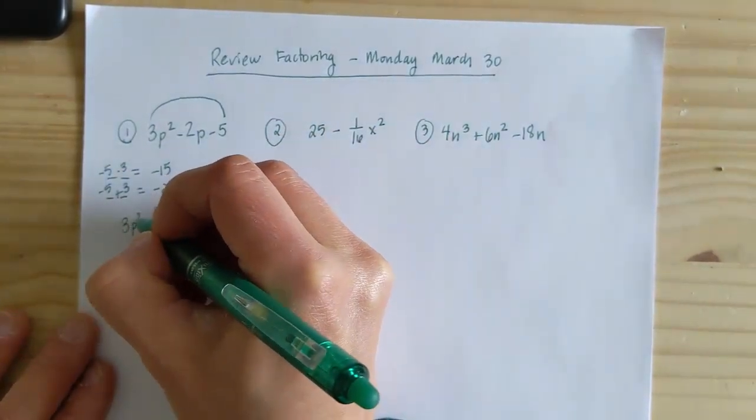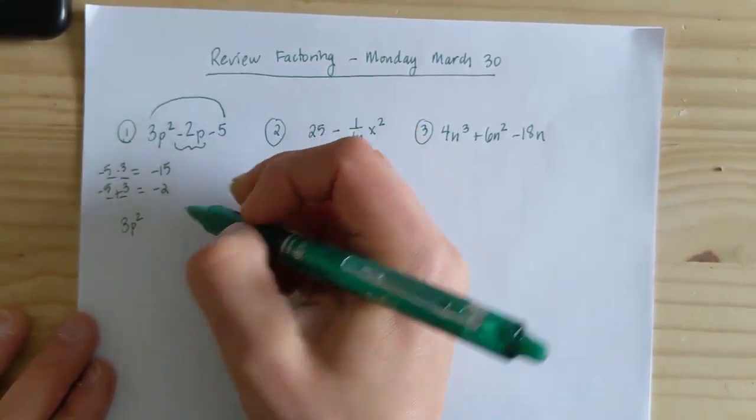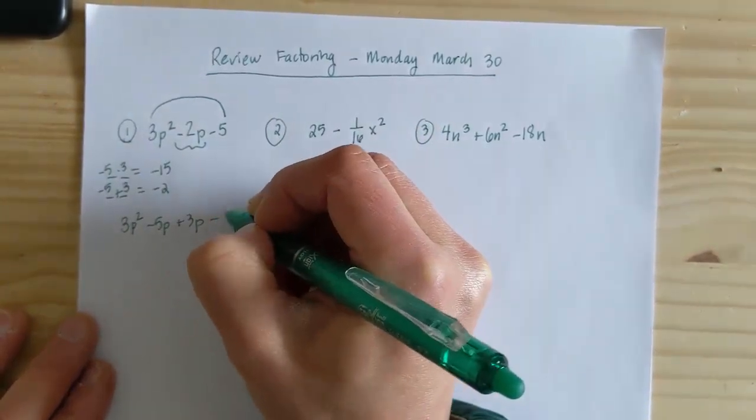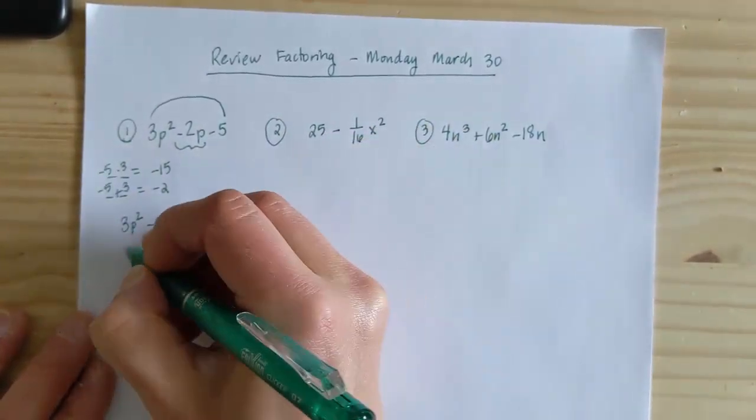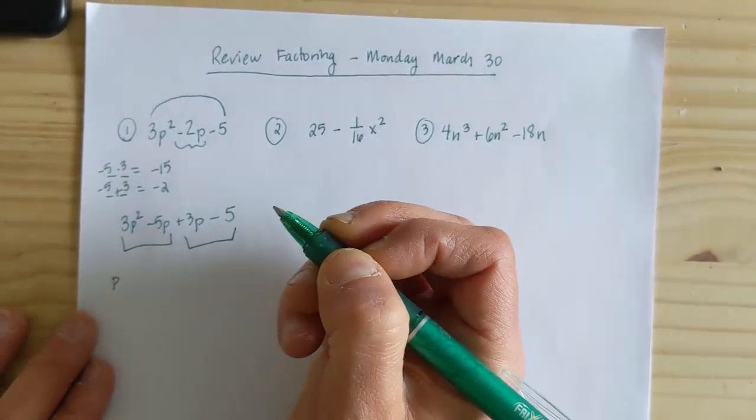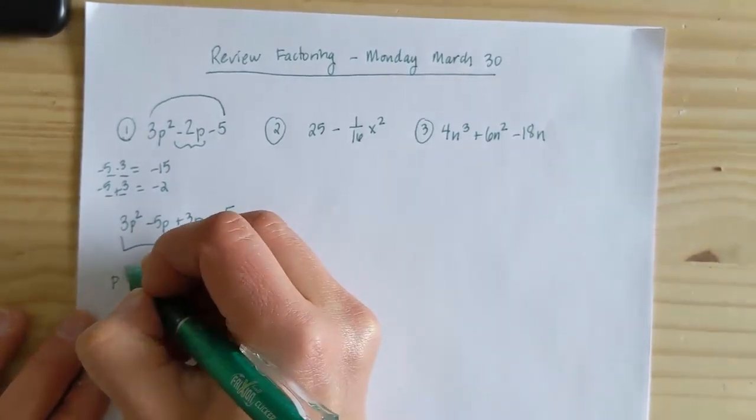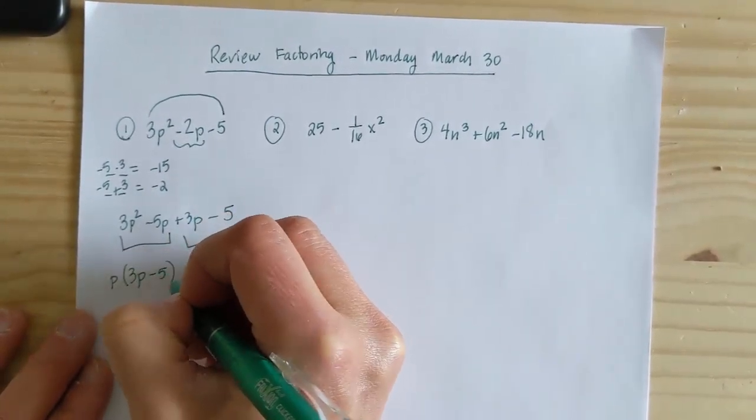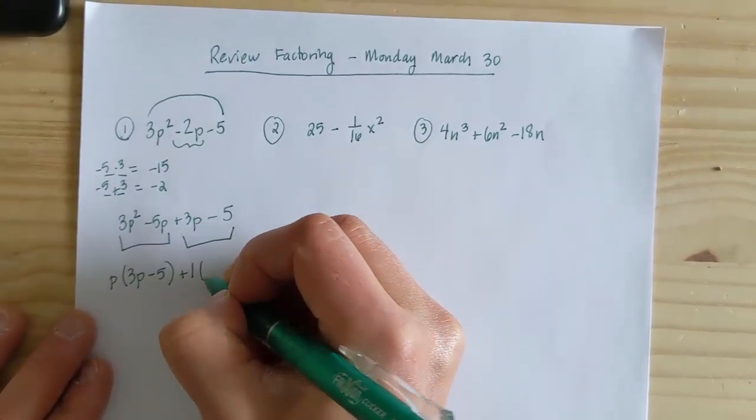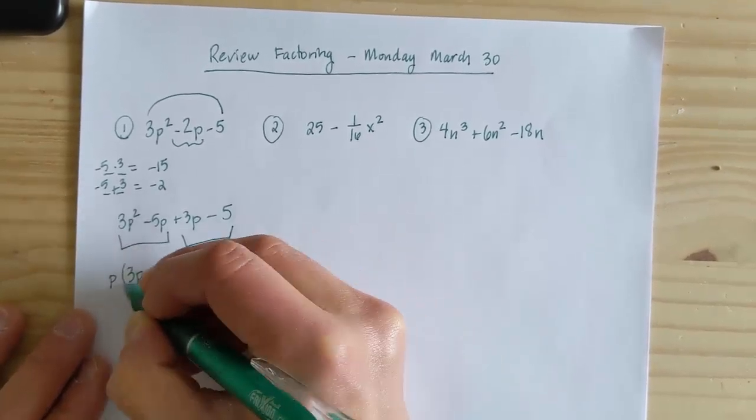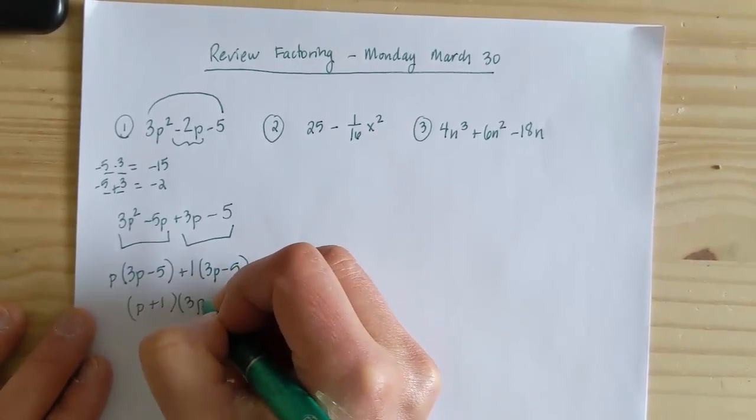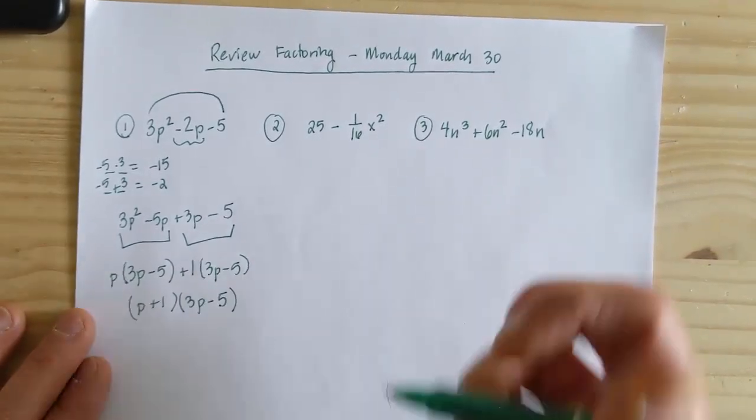We copy down the 3p squared, and this negative 2p we split up as minus 5p plus 3p, and then the minus 5 comes down. Now we're going to factor by grouping, and we're going to factor out the GCF of each pair. Here it's p, so then I'm left with 3p minus 5, and here it's just a 1, so I'm left with, again, 3p minus 5. And I'm really glad that those two are the same, so my final factoring is p plus 1 times 3p minus 5.